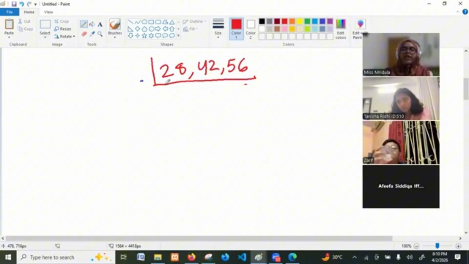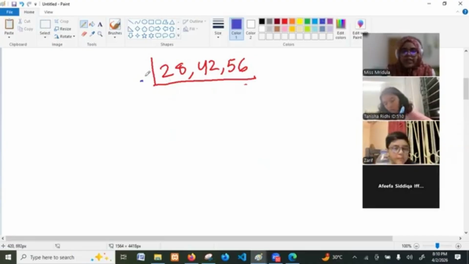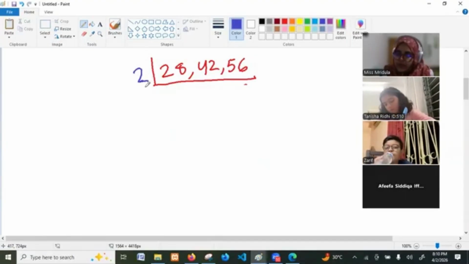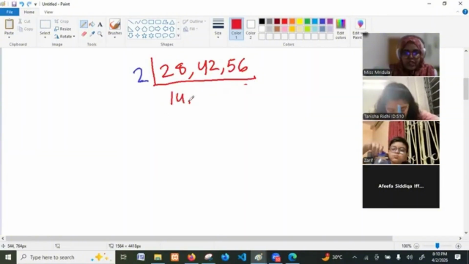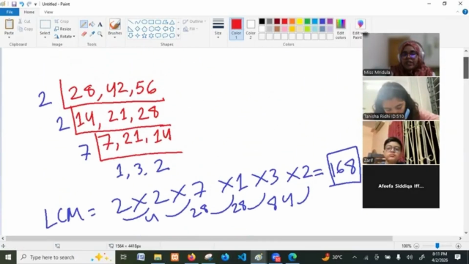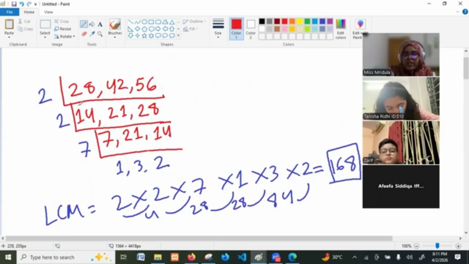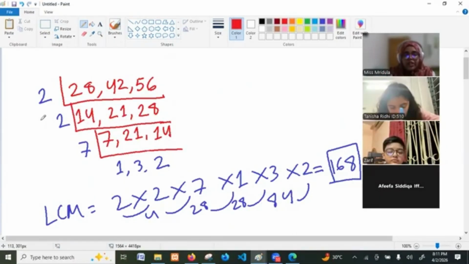So we still have 28, 42, and 56. What we can do is take 2, right? Because 2 is divisible by all the numbers. So again, it will be 14, 21, 28. Now, if you remember last time, what did we do? We took only 2 of their divisor, right? 14 and 28 could have gone with 2, so we took 2. But 21 was not divisible by 2, but still we could take it, right?